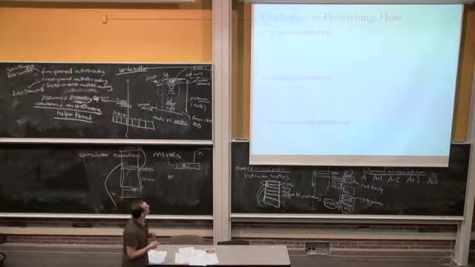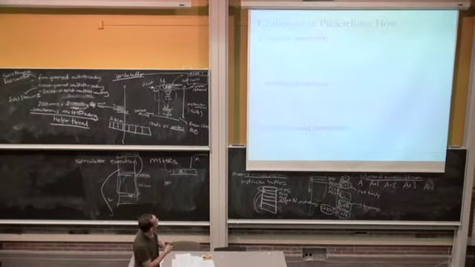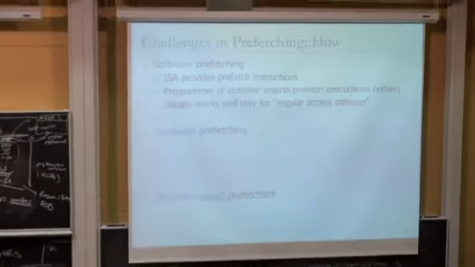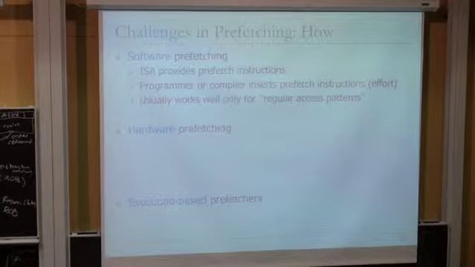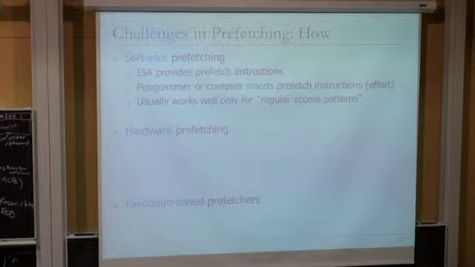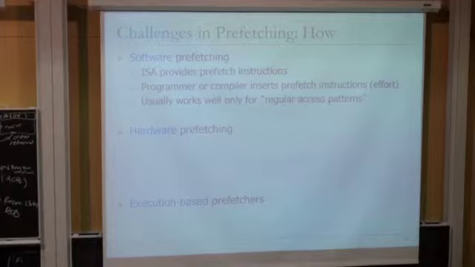Okay. I told you that there are three major ways. Software prefetching. In this case, the ISA provides prefetch instructions to the programmer. And the programmer or compiler inserts these prefetch instructions, which means that they need to put some effort into where to prefetch, where to place these instructions. The advantage is if the compiler or the programmer knows the access pattern, knows some semantic information about the access pattern, they can do a much better job in prefetching, right?